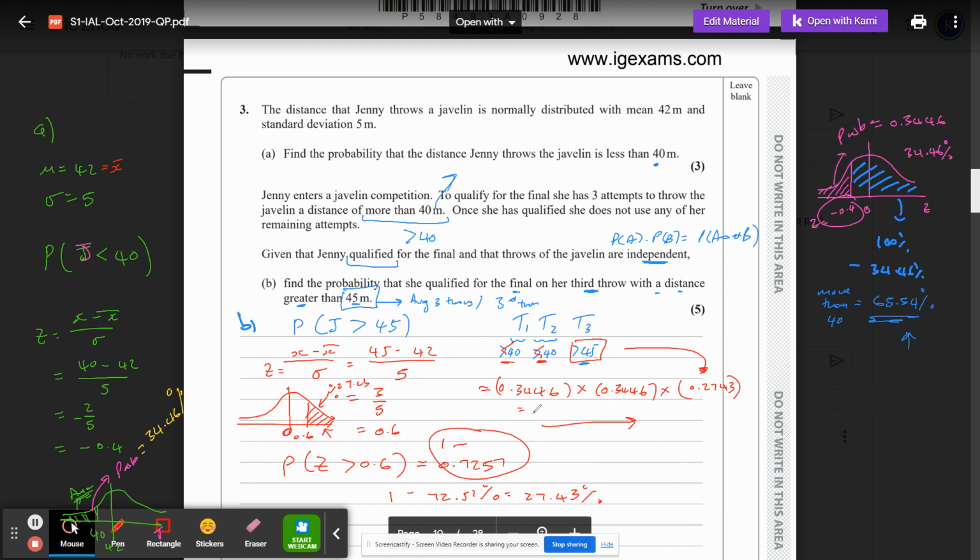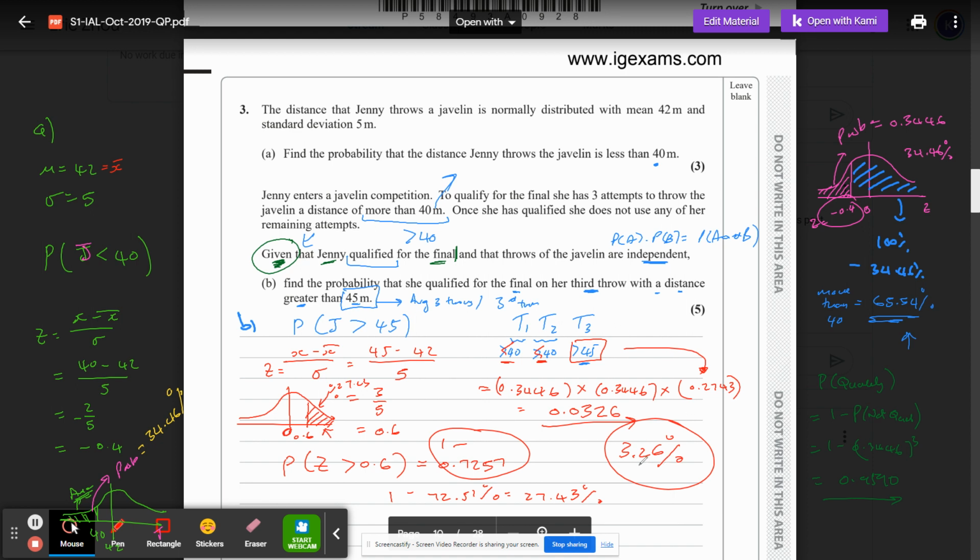And if I multiply these probabilities, that should give me the probability that she qualifies on the third throw. So she doesn't qualify with 0.3446 times 0.3446 times 0.2743. And that's equal to 0.0324. Okay. So there's a 3.26% chance that she would qualify for the final. It's quite a slim chance, eh? 3.26.